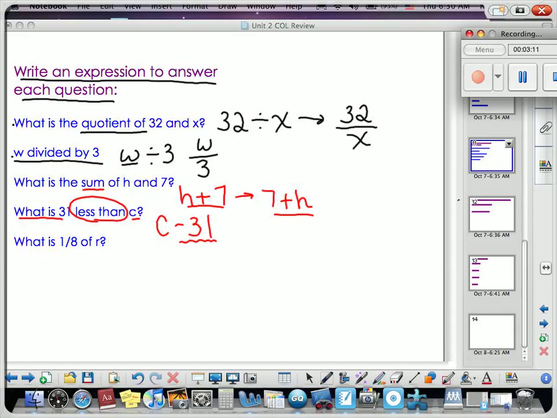And then finally, you saw this as a daily assignment one day. What is 1/8 of r? Write this in a different color. 1/8 of r. There's actually a couple different ways you can write this. The keyword of can oftentimes mean multiplication. So I could say 1/8 times r. Okay, that's one way of writing it. I could also write it as a division problem, r over 8, or r divided by 8. Either one of those will work and are acceptable answers.